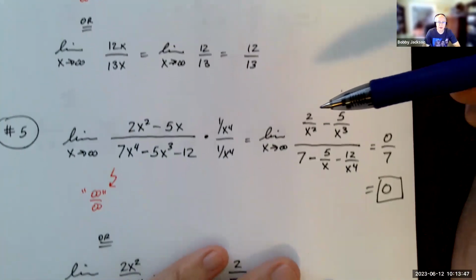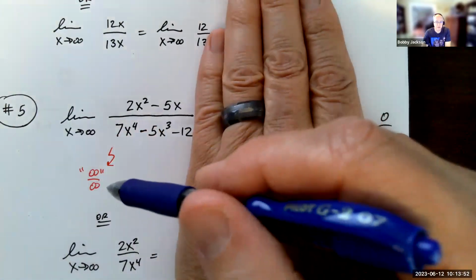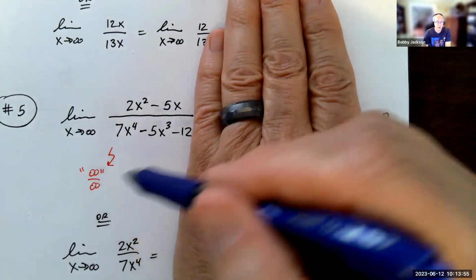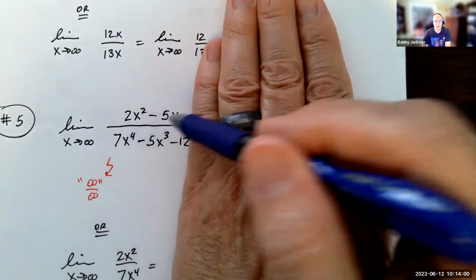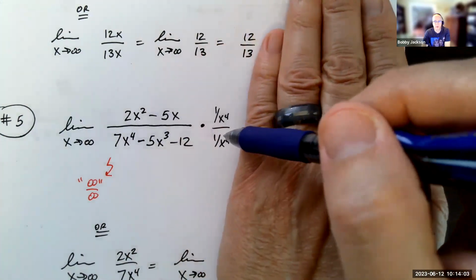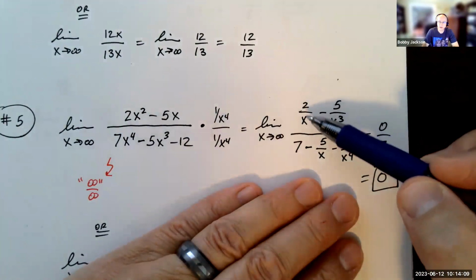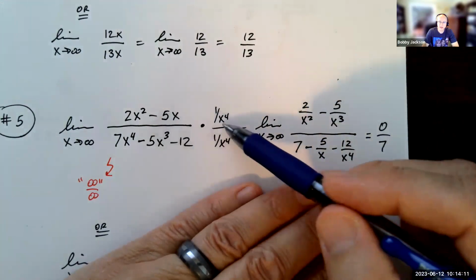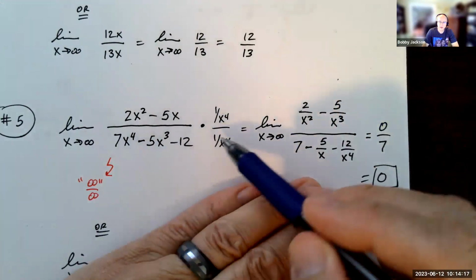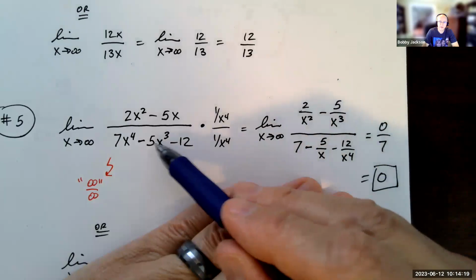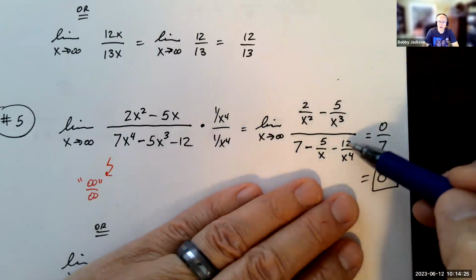For number 5, very similar then. We have a polynomial up top, polynomial in the bottom. Again, as x goes to infinity, we get this indeterminate form. Here, the highest degree term in the denominator is x to the 4th. So I can divide top and bottom by x to the 4th. And when I do so, 2x squared divided by x to the 4th simplifies down to 2 divided by x squared. 5x divided by x to the 4th simplifies to 5 divided by x cubed. 7x to the 4th divided by x to the 4th is 7. 5x cubed divided by x to the 4th is 5 divided by x. And of course, 12 divided by x to the 4th.